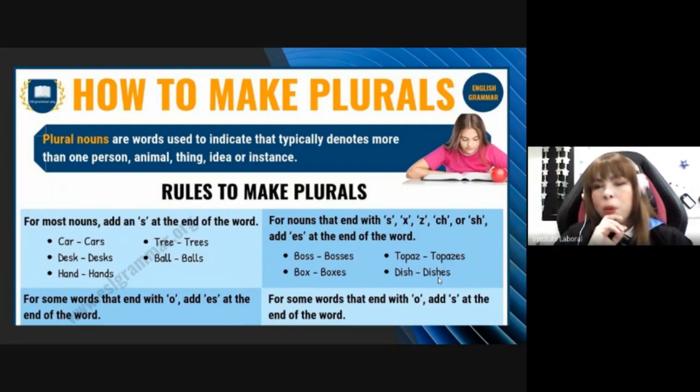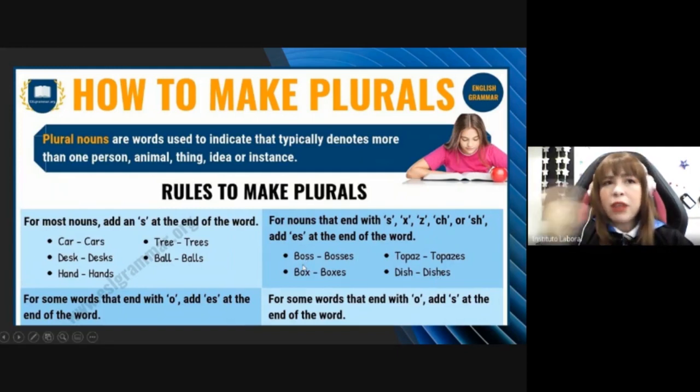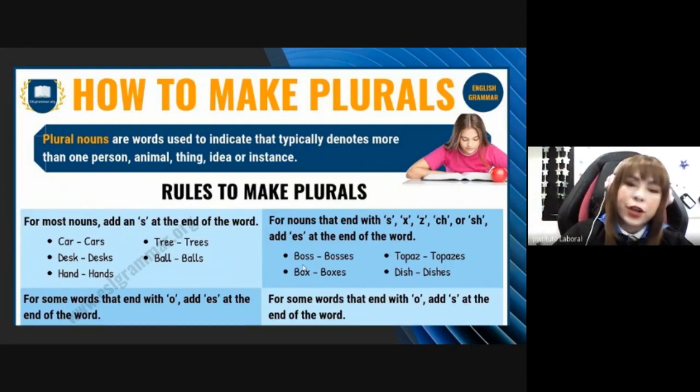Why do we have this type of rule? Because if you pronounce this word bus, it already ends in an S sound. So it is difficult to pronounce. So we need an extra syllable for the word to sound better. Bus, buses. Box, boxes. Dish, dishes.